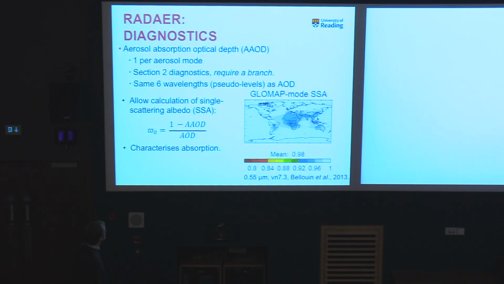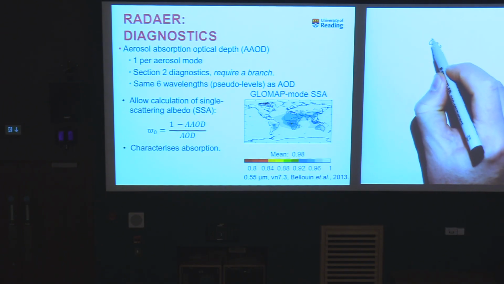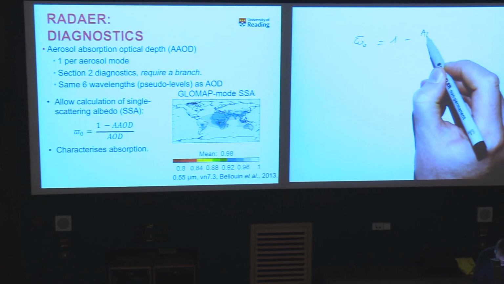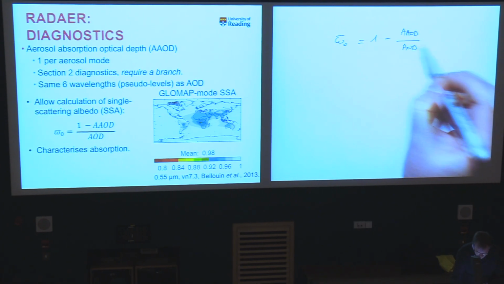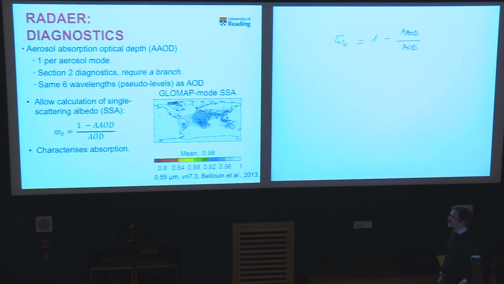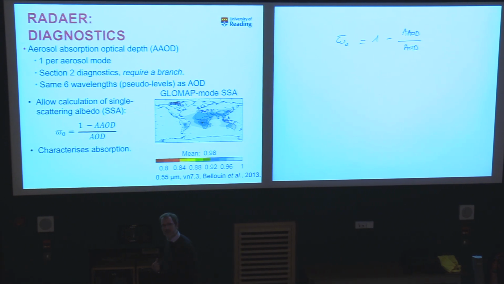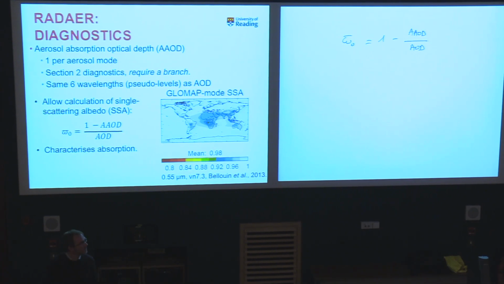And the good thing with the AOD is that it allows you to calculate the single scattering albedo, and I just noticed that this formula is wrong. It should read 1 minus AAOD over AOD. Sorry about that. And the single scattering albedo essentially gives you the amount of scattering with respect to absorption.